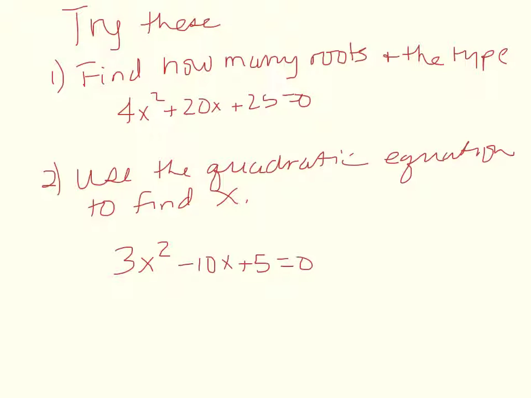So here are two problems I would like you to try for homework. The first one, I want you to use a discriminant to find out how many roots there are and what kind of roots they are. And it's 4x squared plus 20x plus 25 equals 0. Number two, I'd like you to use the quadratic formula to find x. And I'll give you a hint that this is not an easy quadratic equation. And the quadratic formula is very helpful in this situation. Good luck, and I will see you in class.